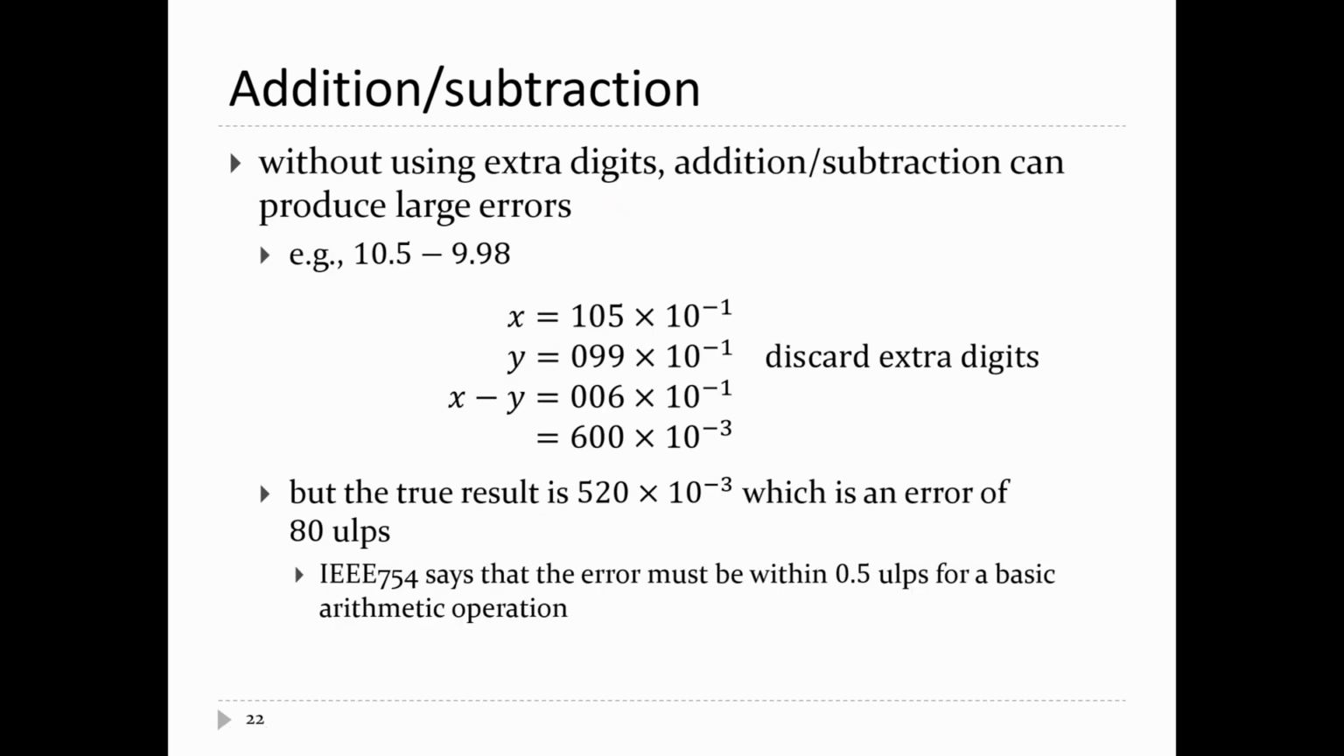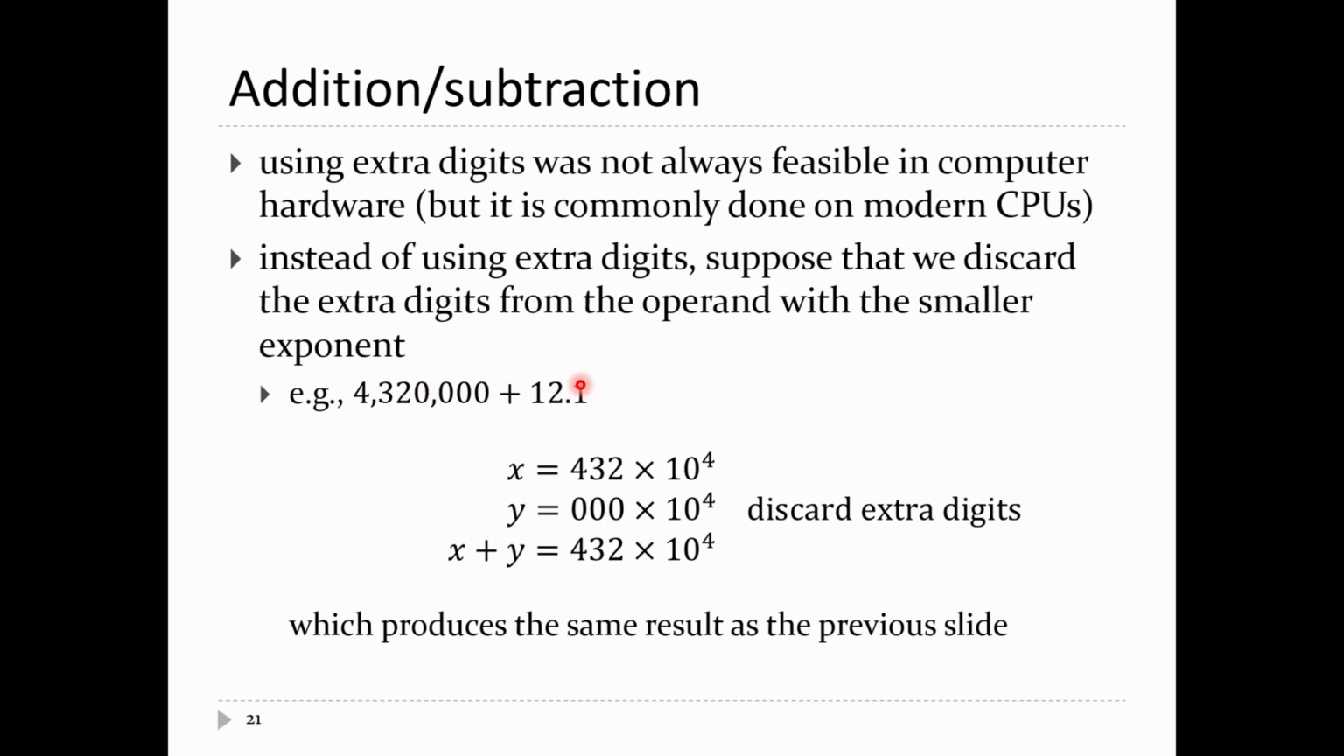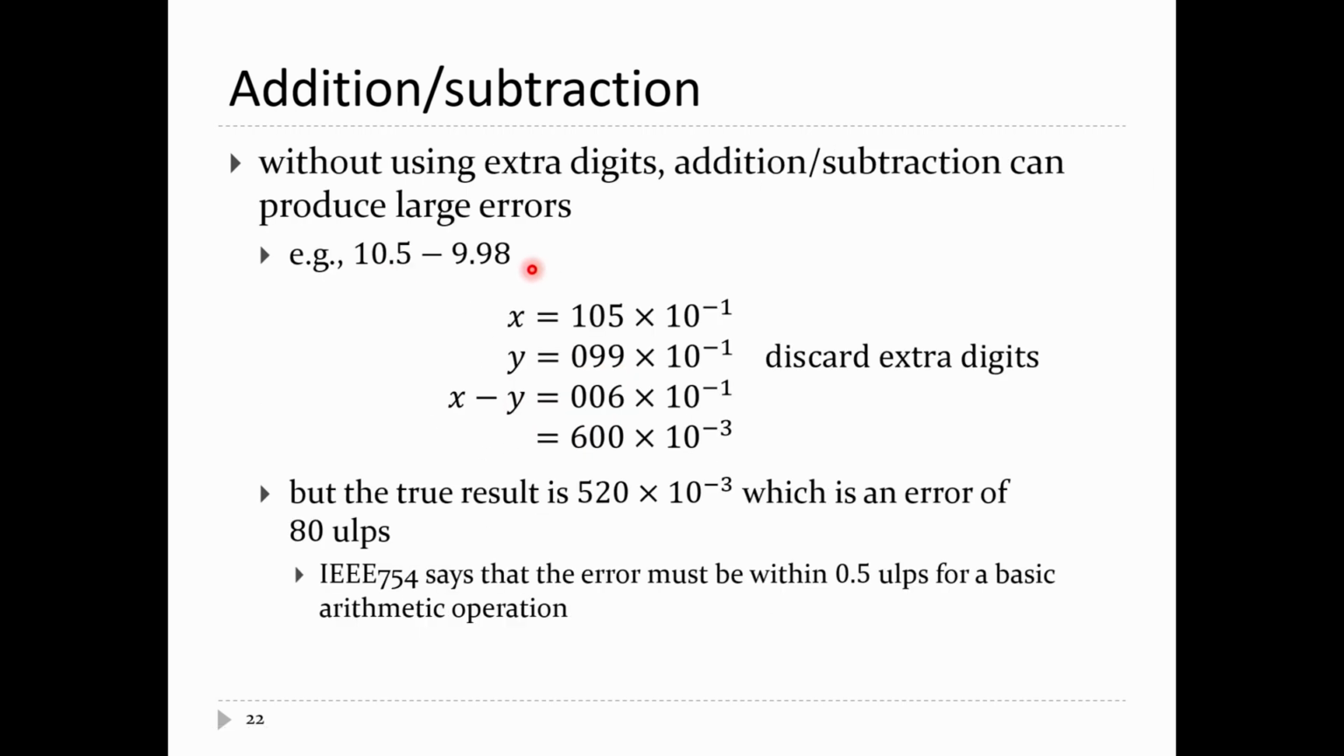So with addition, everything happens the way I showed you. Funny things happen when you perform subtraction. Here we've got 10.5 and 9.98. Notice the magnitudes of these two numbers are not very different. The actual difference here is just 0.52, which is not very large.